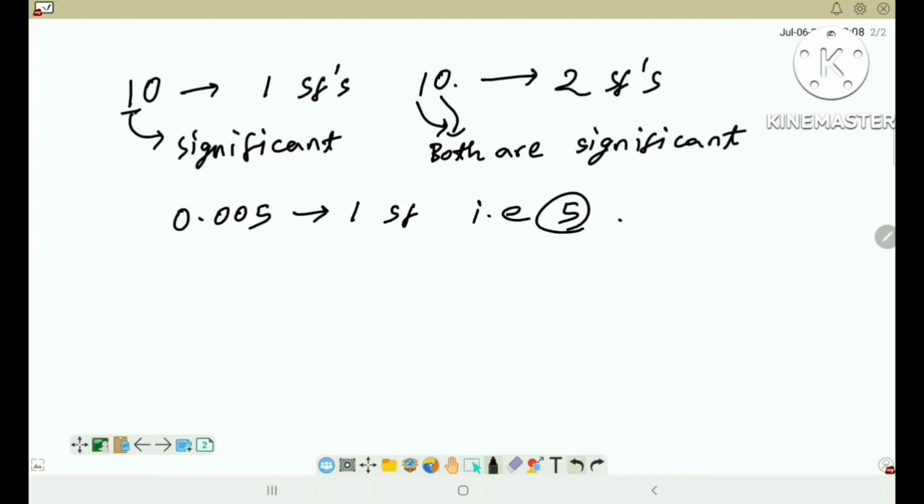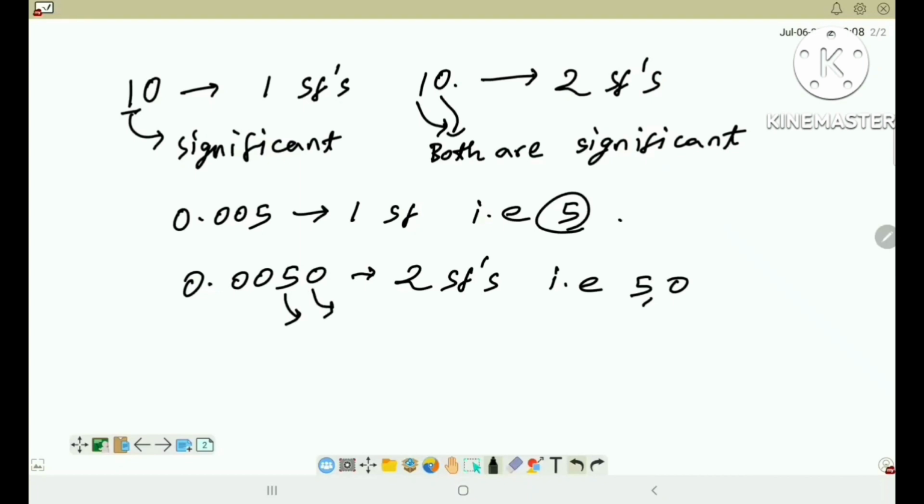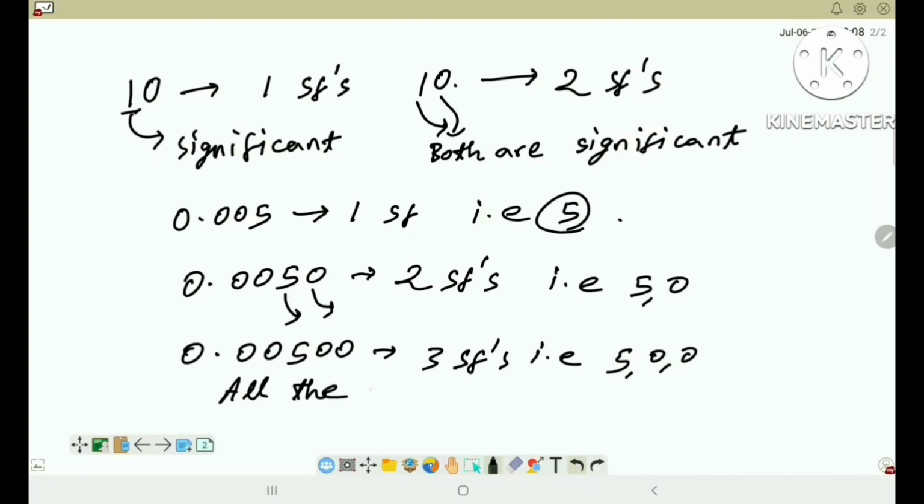Similarly, there are two significant figures in 0.0050. Here the 0 right to the 5 is significant, but the two zeros left to the 5 are not significant. Let's take one more example, 0.00500. Here it has three significant figures, 5, 0, 0. The zeros present before 5 are not significant.